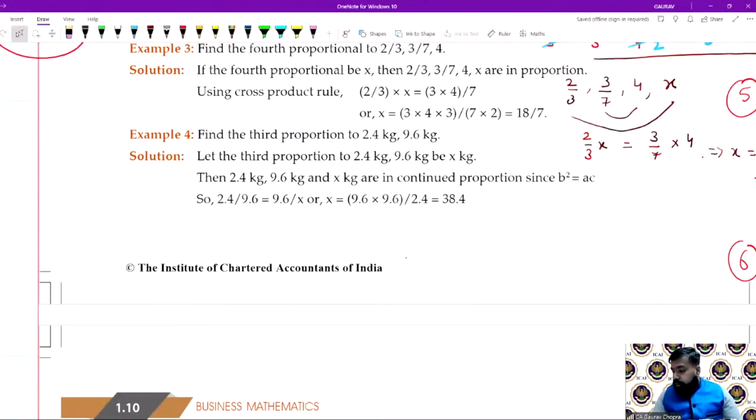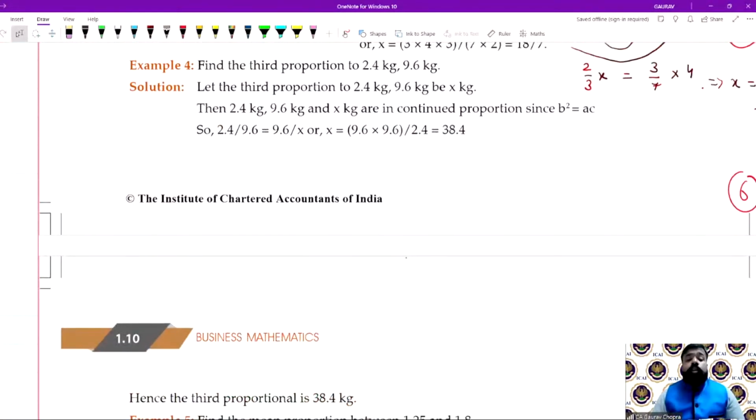Next one is Mani Meglai asking about example number 4. Yes, let's take example number 4 also. This one, number 4, says find the third proportional. So let us understand very carefully again. We are having first value as 2.4, second value is 9.6, and the question is asking about the third proportional. That means the third value is required.